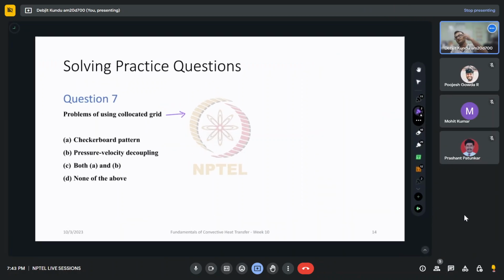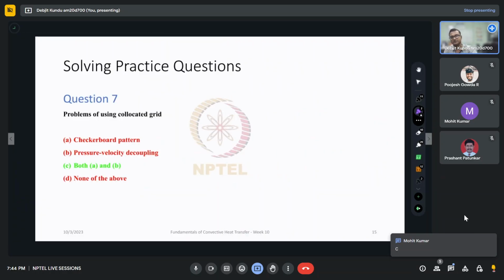So what are the problems of using a collocated grid? Is it option A, checkerboard pattern, option B, pressure velocity decoupling, option C, both A and B, or option D, none of the above? We have one response telling that it should be option C, both A and B. One more response in favor of option C. Okay, so everyone agrees that it should be C. Let's have a look at the solution.